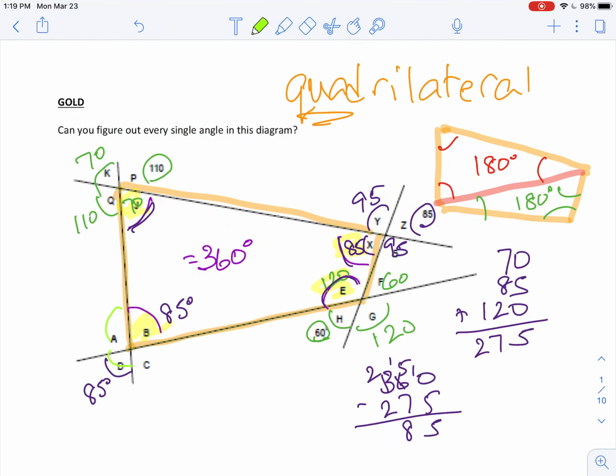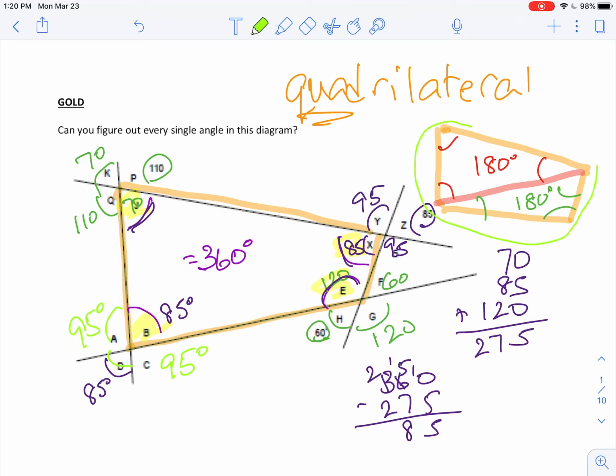And then we have these two angles. I'll change the color here. These two angles right here have to be 180 degrees. So this would be 95 degrees, and this would be 95 degrees. And voila, you have all of the angles for this beautiful little gold problem.